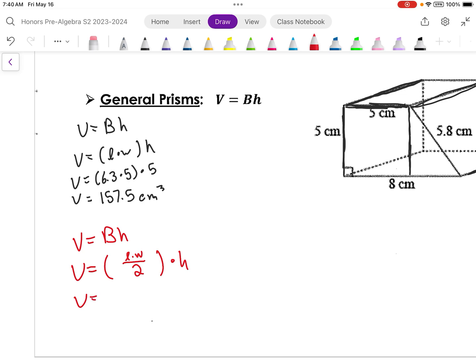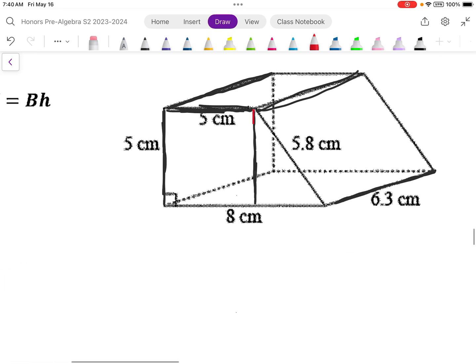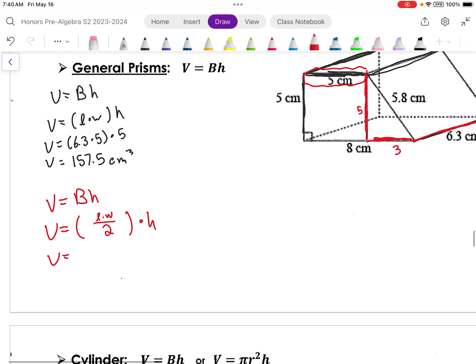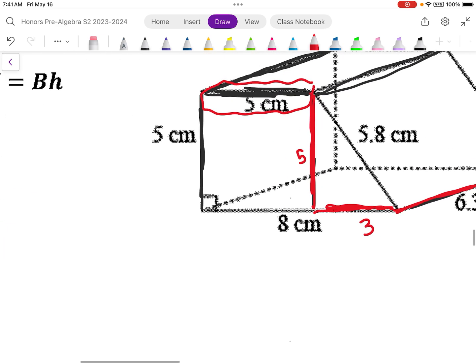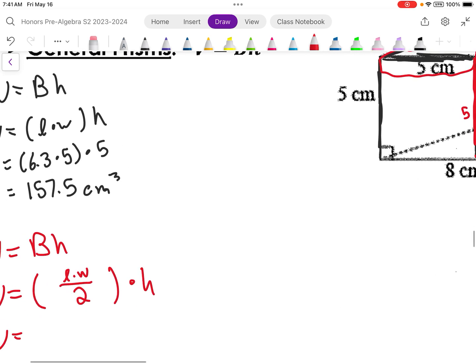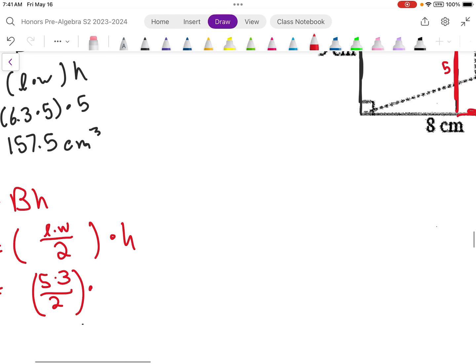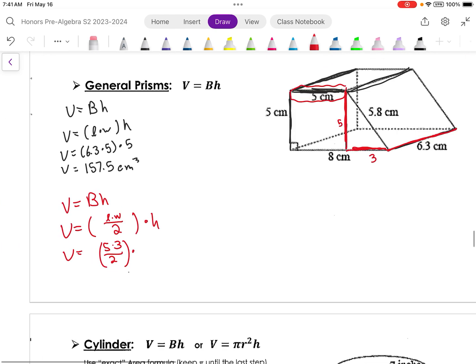Now if we plug these numbers back in, if I look over here, the height is still the same. The height is going to be 5 still. The width is just this segment right here. If we know that this segment right here is 5, that tells us that this one has to be 3 because the total is 8. And the length of it is still 6.3. So the triangular part is the 5 and the 3 here, and this is going to be 5 times 3 divided by 2 times the height of 6.3.